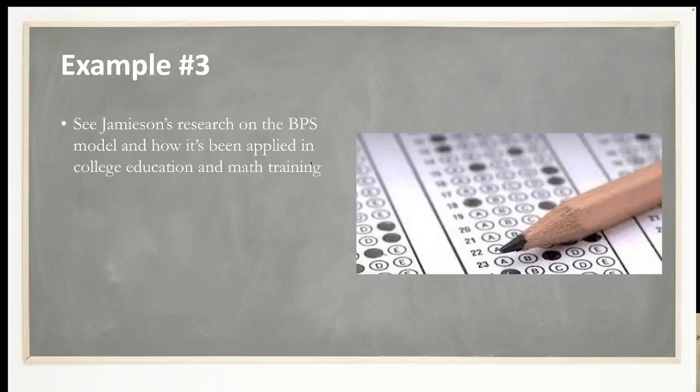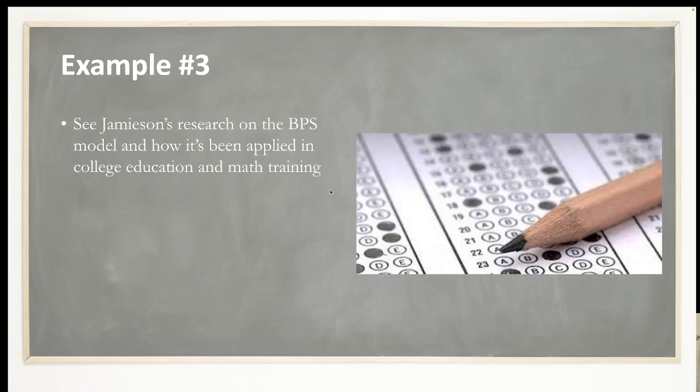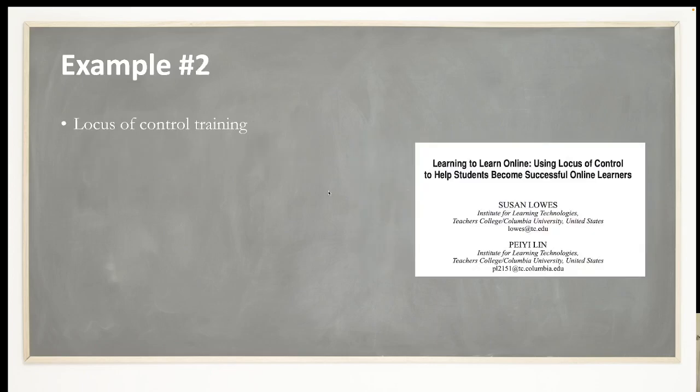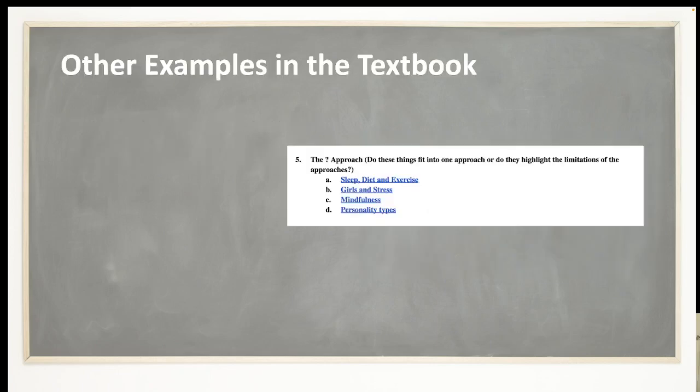Third example, Jameson's research on the biopsychosocial model. He did a follow-up study on college education and math training. And so that could actually be applied, if we can train people how to use the BPS model. Something's going on here with my slides, I don't know. What is going on? Okay.